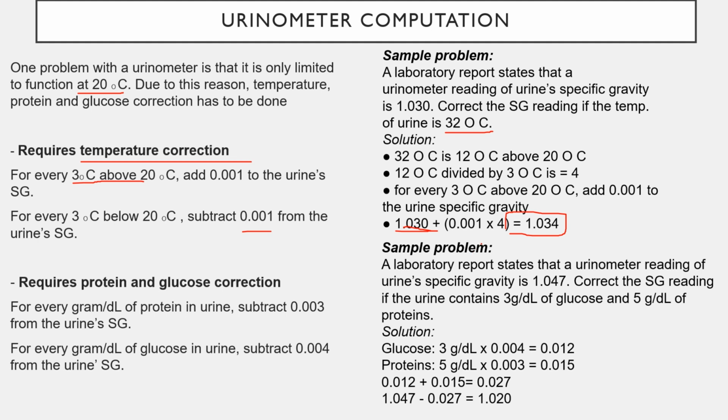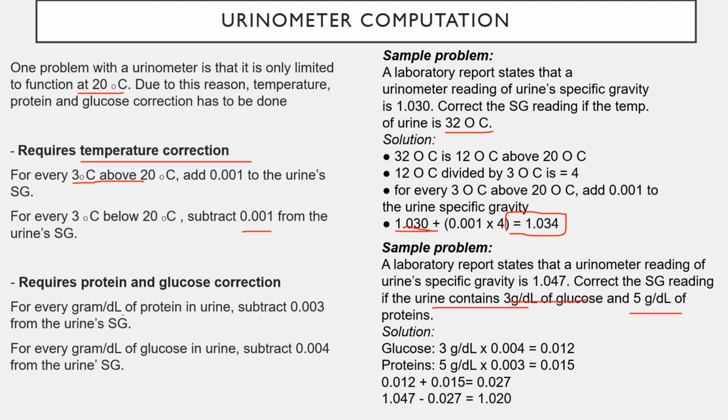So the corrected value, based on temperature correction, is 1.034. Now another problem, this time, class, there's the presence of protein and glucose. So you need to do correction for every gram per dL. So correct the specific gravity reading if the urine contains 3 grams per dL of glucose and 5 grams per dL of protein.